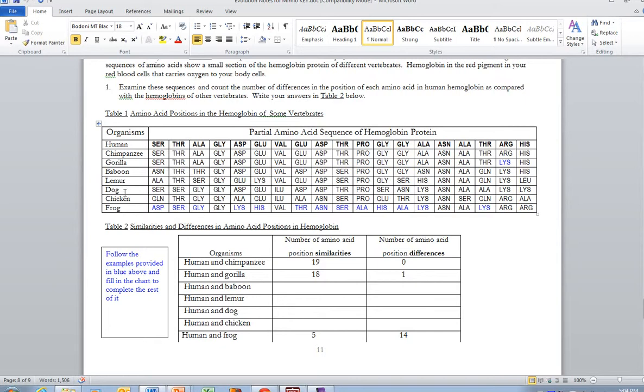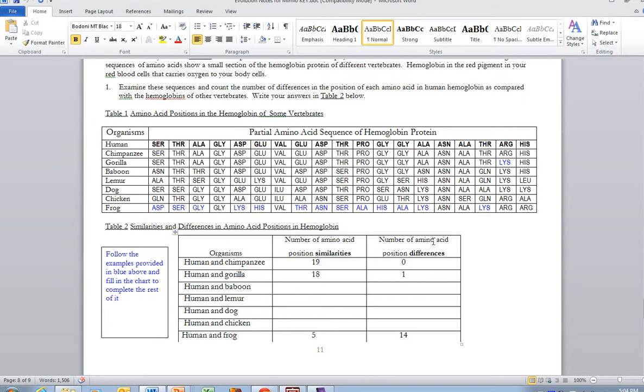Now the least related would be the frog. It has so many more differences, which makes sense that mammals would have fewer differences. So there's varying levels. You can separate out the gorilla from the rest of them by the one difference. Between a chimpanzee and a human, there's no difference in our amino acid sequence.